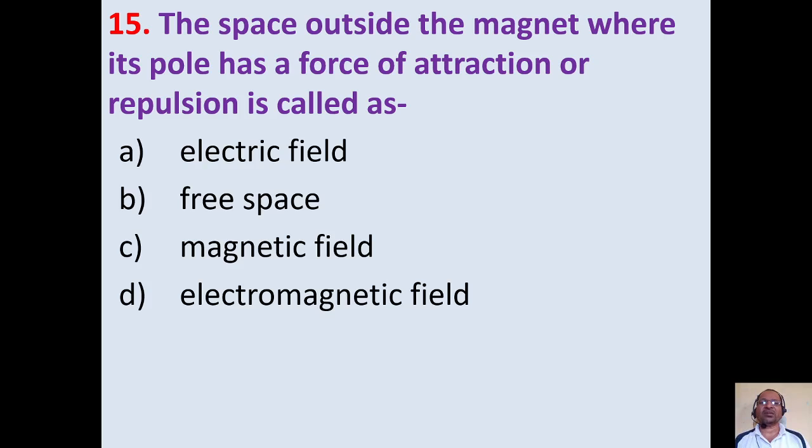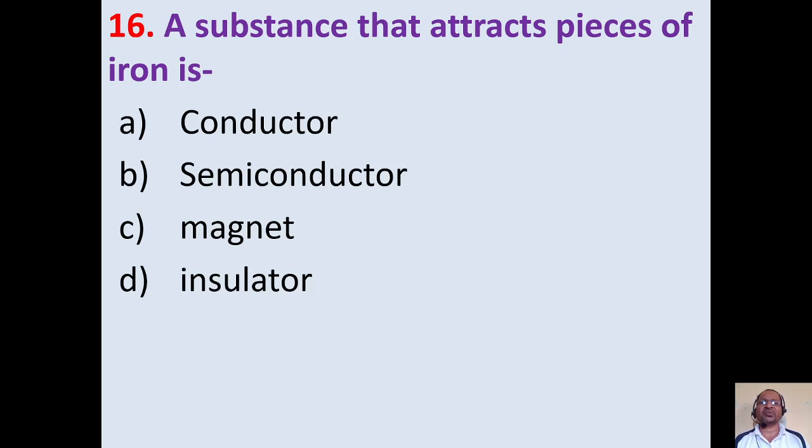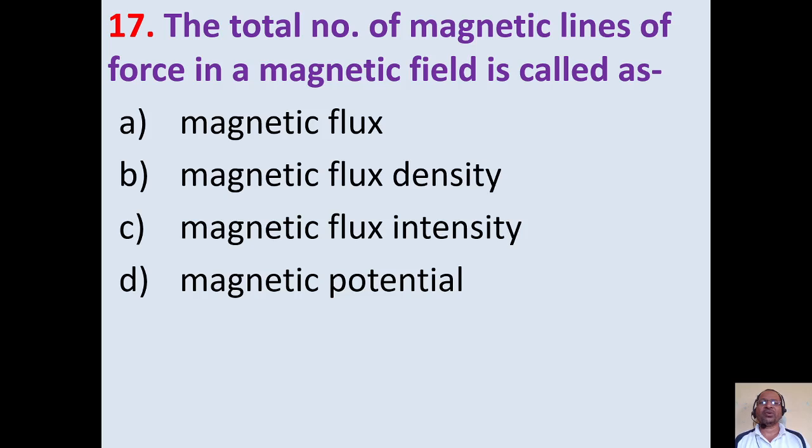The space outside the magnet where its pole has a force of attraction or repulsion is called as. So space around the magnet in which force of attraction or repulsion is present, it is simply called as magnetic field. A substance that attracts pieces of iron, it is simply called as magnet. The total number of magnetic lines of force in a magnetic field, it is called as magnetic flux.